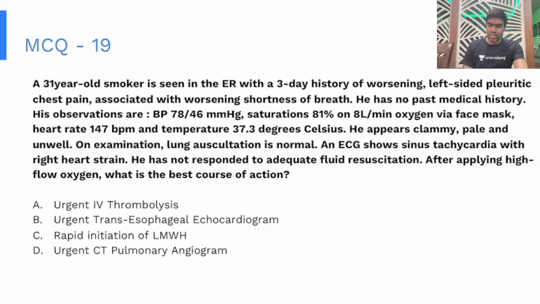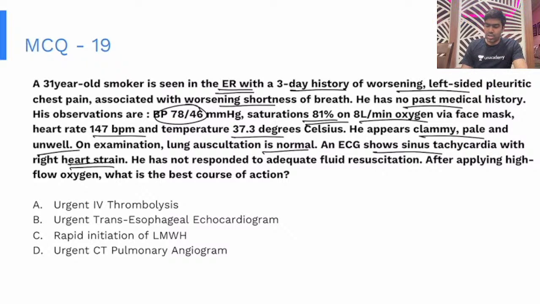And going to the next question, you have a 31-year-old smoker who's seen in the emergency room with a 3-day history of worsening left-sided pleuritic chest pain associated with worsening shortness of breath, and the patient has no past medical history. His observations are BP of 78 upon 46 millimeters of mercury, saturations are 81% on 8 liters of oxygen via face mask, heart rate is 147 and temperature is 37.3 degrees, which means it's normal temperature. He appears clammy, pale and unwell. On examination, lung auscultation is normal. ECG shows a sinus tachycardia with right heart strain, and he has not responded to adequate fluid resuscitation after applying high flow oxygen. What is the next best course of action?